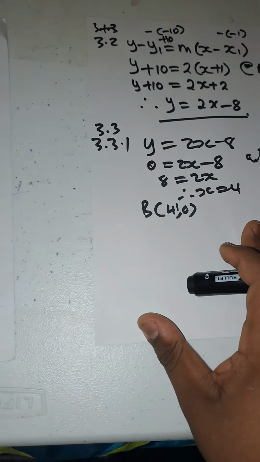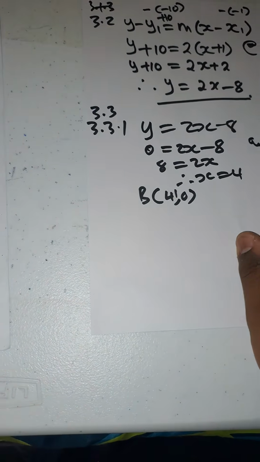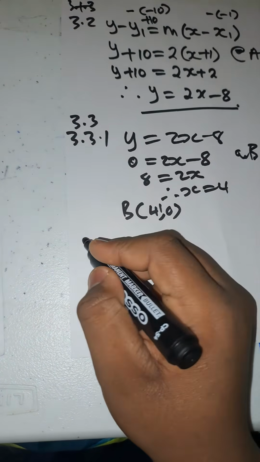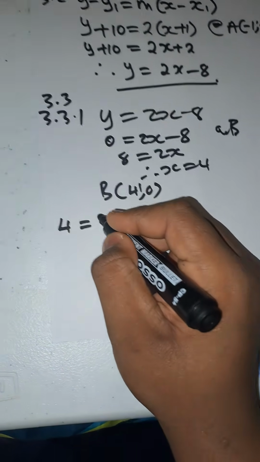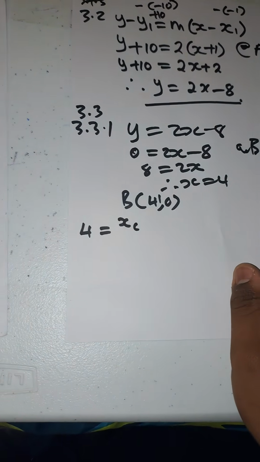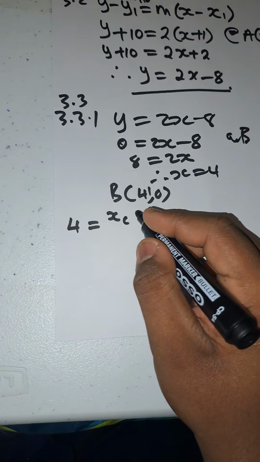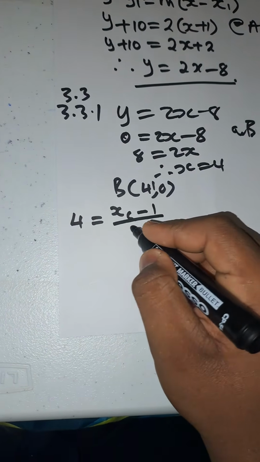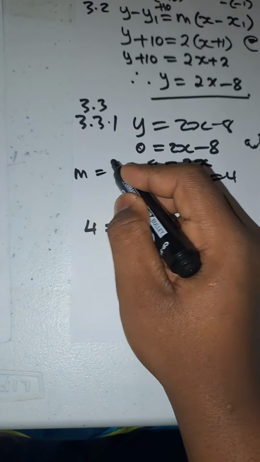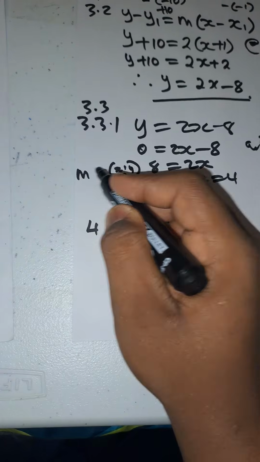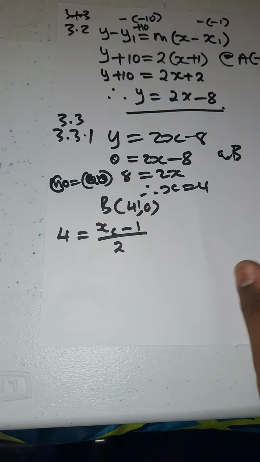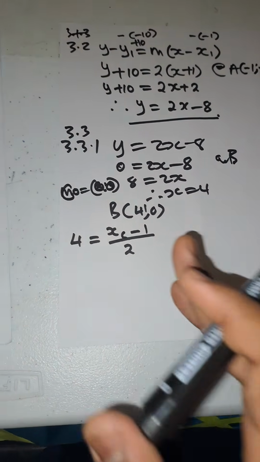You're going to take this x value of B and equate it like this. It is going to be 4 equals x of C plus minus 1, so minus 1, over 2. Remember what I said, I need the midpoint, it is x1 plus x2 over 2. The x value of this one equals this, the y value of this one equals this. So go and check the analytical geometry video I uploaded, you'll understand what I'm talking about.